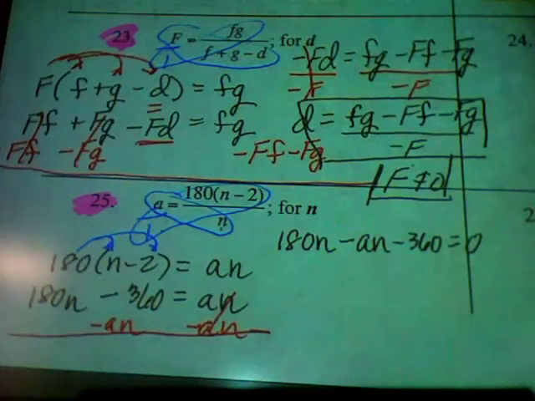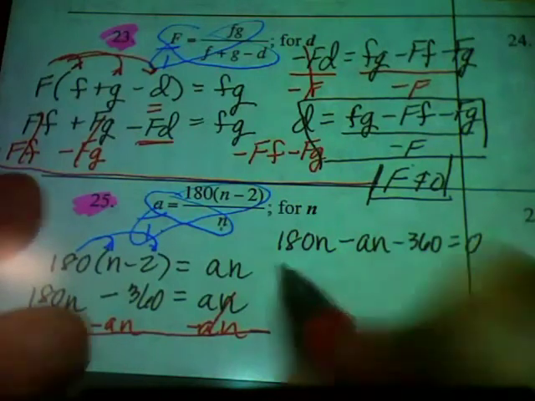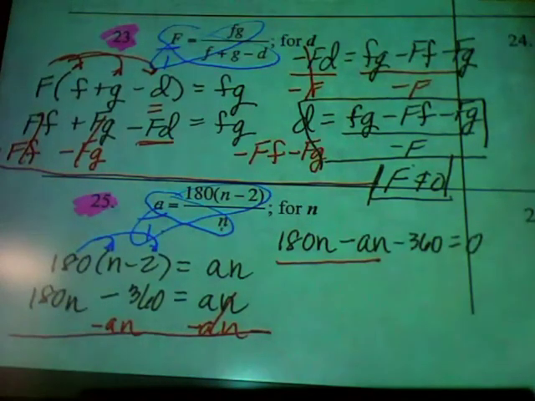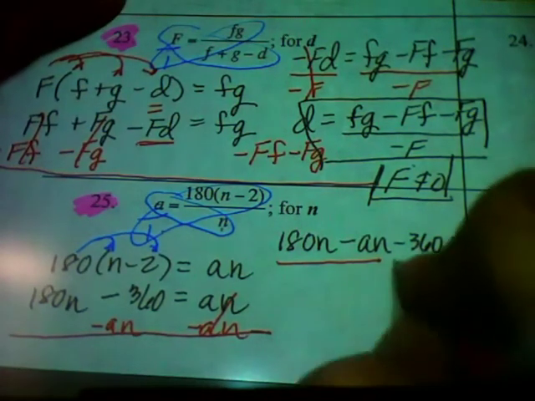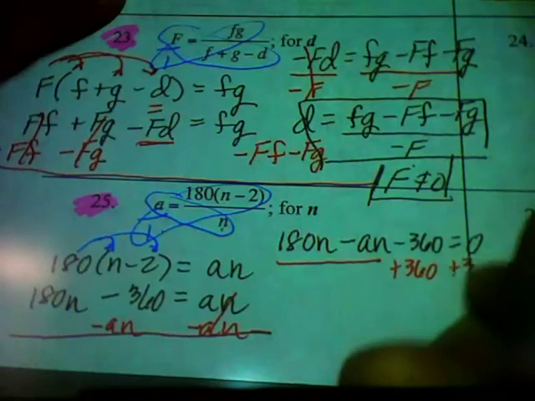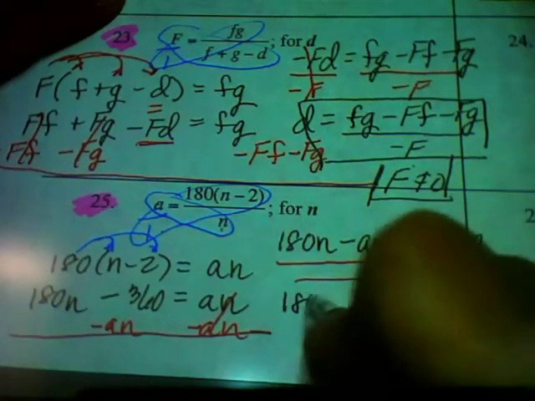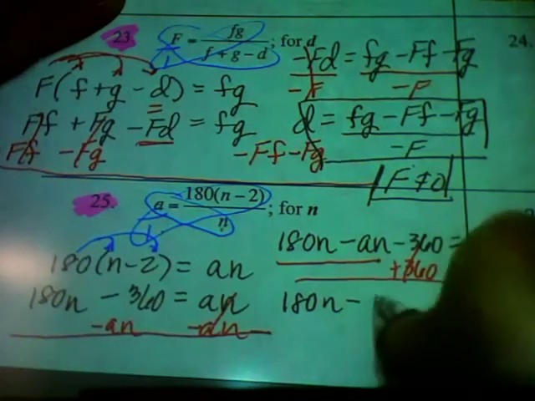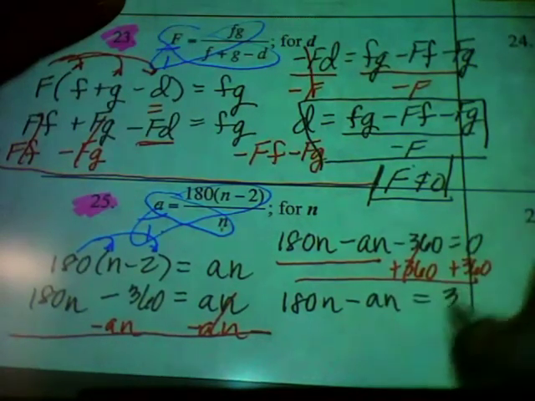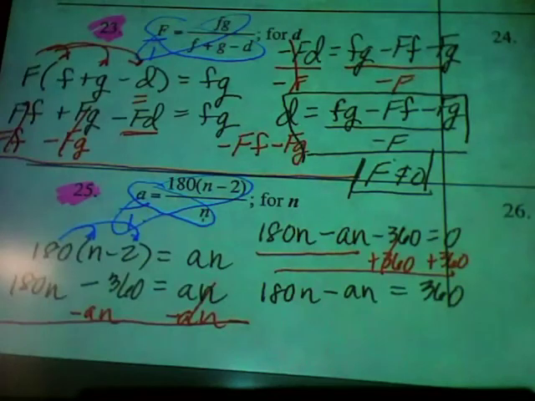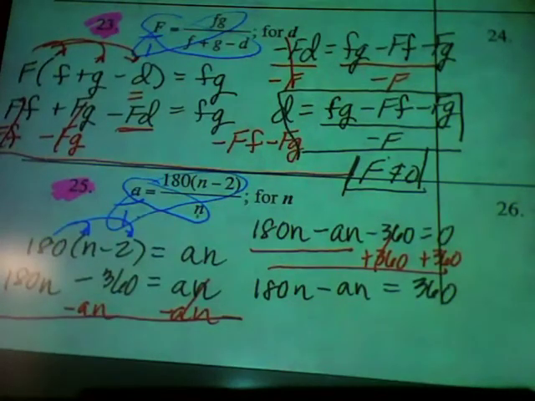These are the two I'm solving for. How do I get rid of the negative 360? Add it. So add 360, add 360. So I have 180N minus AN equals 360. Now here's the part that's difficult, and this is truly probably one of the two most difficult problems on the page. These are not like terms, are they? Don't the terms have something in common?